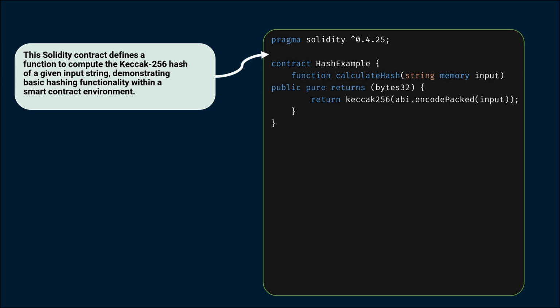The ABI encode packed method packages the input string into a single continuous byte sequence, which is then processed by Keccak 256. This ensures that even a slight alteration in the input will yield a completely different hash, highlighting the sensitivity and reliability of cryptographic hashing. The resulting hash is a bytes32 data type, which means it is a fixed-size array of 32 bytes, making it efficient for storage and quick to reference within the blockchain.